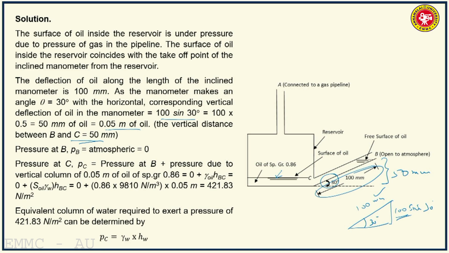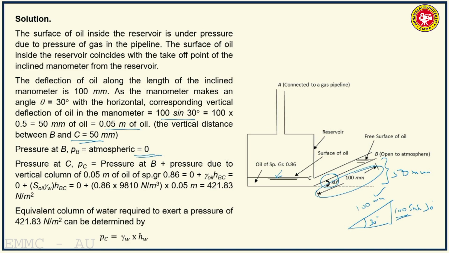Now what is the pressure at B? This end of the manometer is open to atmosphere, therefore the pressure acting at the free surface of oil in the inclined limb will be atmospheric. So that is 0. So we are expressing the pressure as gauge pressure. That means we take the atmospheric pressure as the datum. When we take the atmospheric pressure as the datum, it is considered as 0.